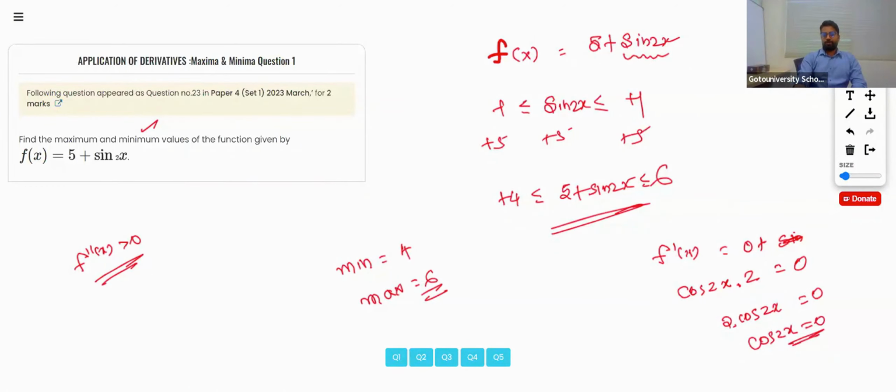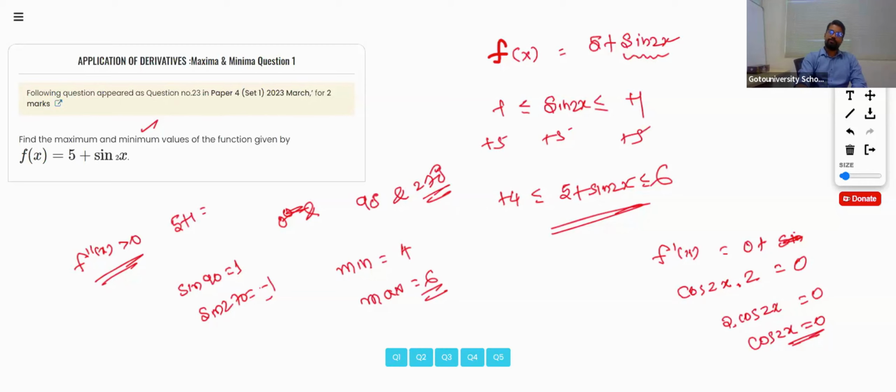Cos 2x is 0 at which places? Cos 2x is 0 at 90 degrees as well as 270 degrees, right? So at 90 degrees, sine 90 will be 1, and sine 270 will be -1. Look at this. At sine 90, it is 5 plus 1.